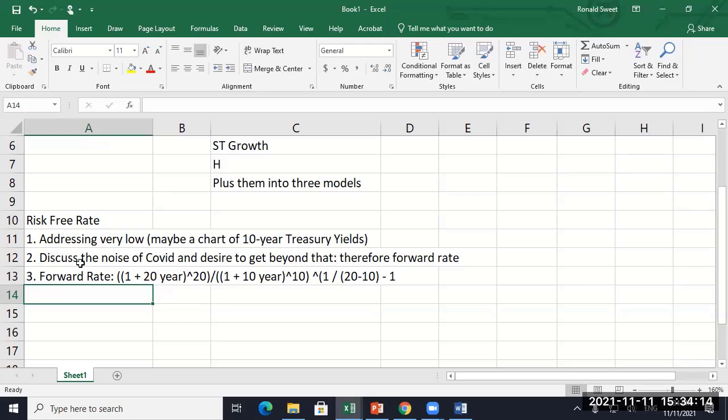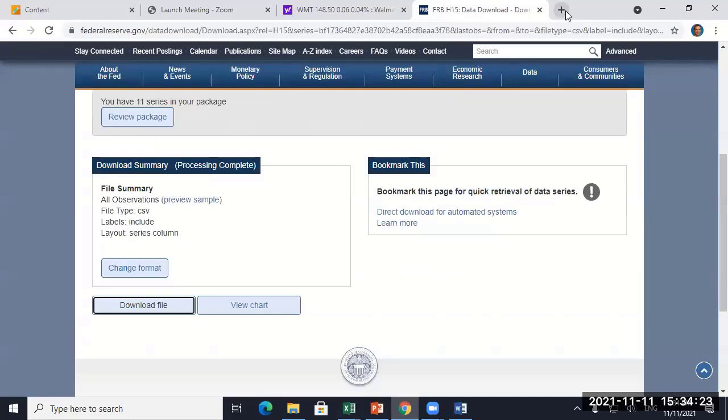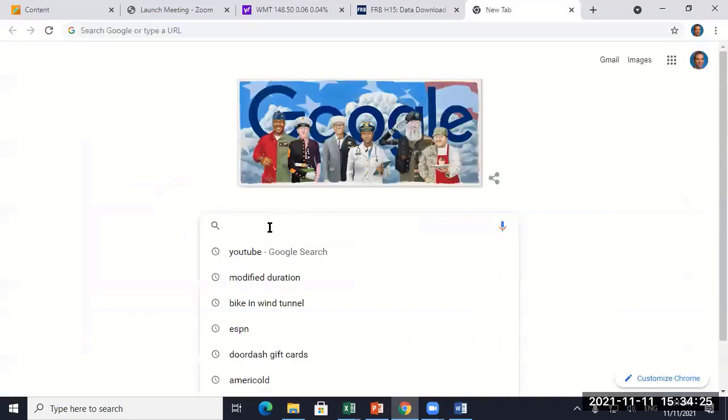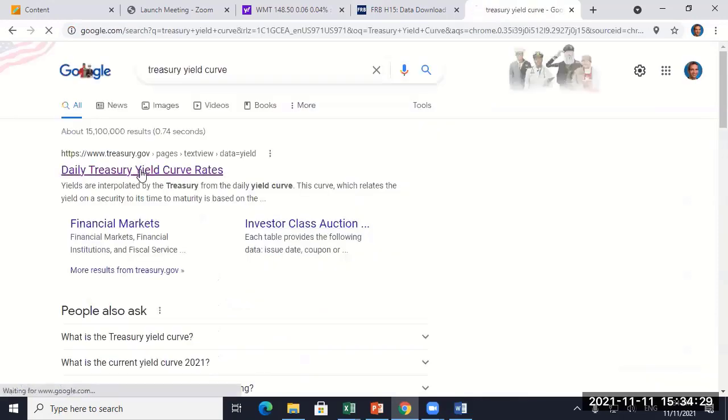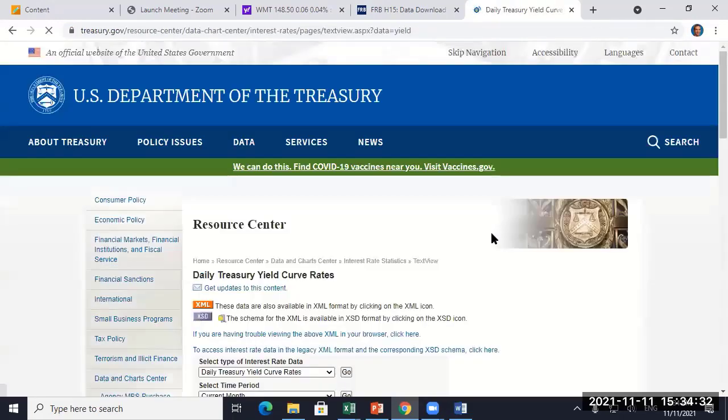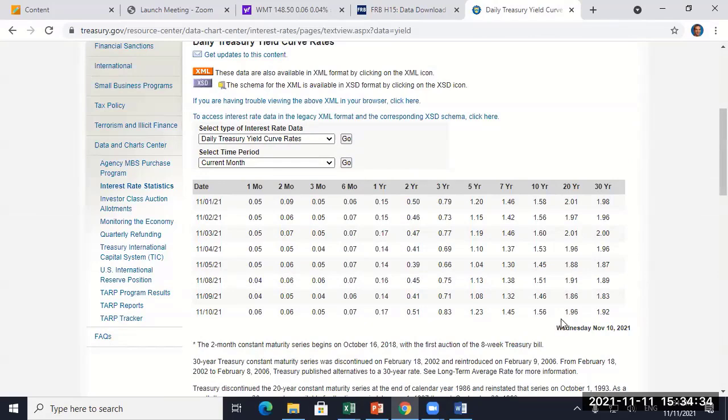The problem is, it's really hard to find the 15-year treasury. You have to really hunt around because it's not on the yield curve. So let me just try that real quick. Where would I get all that? Well, just type treasury yield curve. There it is. The 20-year is 1.96. The 10-year is 1.56.